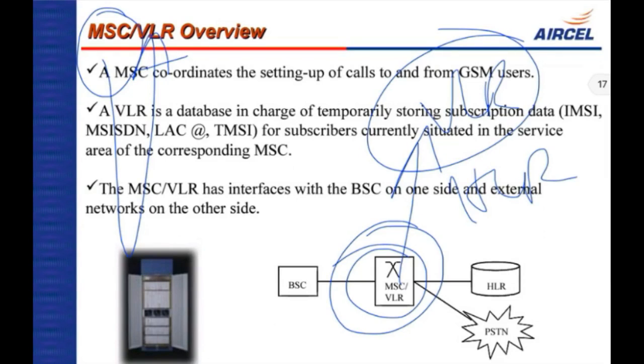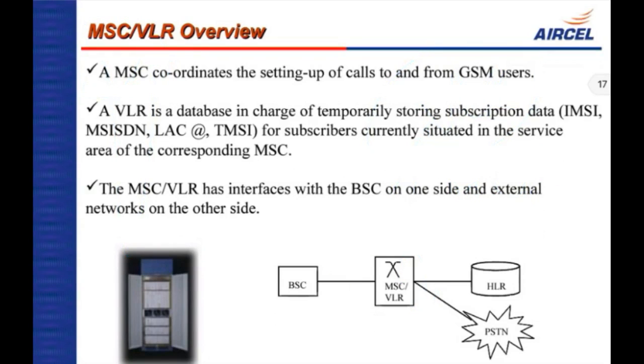And the visitor location register is in charge of temporarily storing subscription data, that is, the IMEI, MSISDN, location address, and the TMSI, for subscribers currently situated in a given service area. The keyword is currently. Then the MSC/VLR has interfaces with the BSC on one side and the external networks on the other.